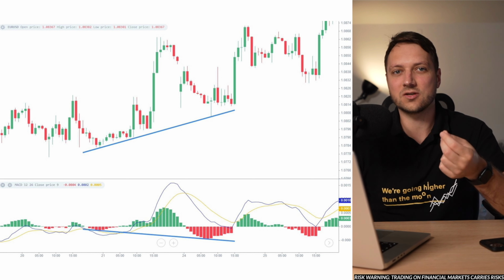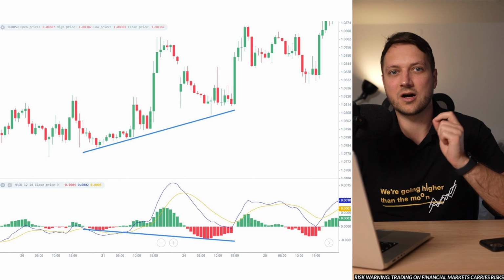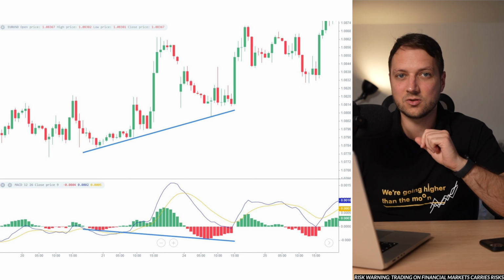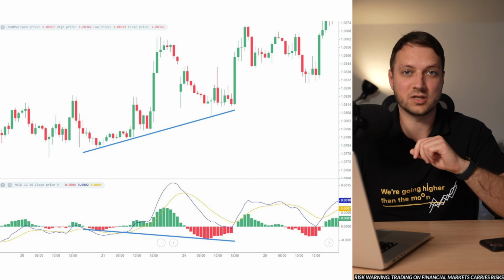And here you can see it on the chart as well. The price lows connected with the blue line above are getting higher. The MACD lows are getting lower. Therefore, there is a hidden bullish divergence. That means the trend continuation.